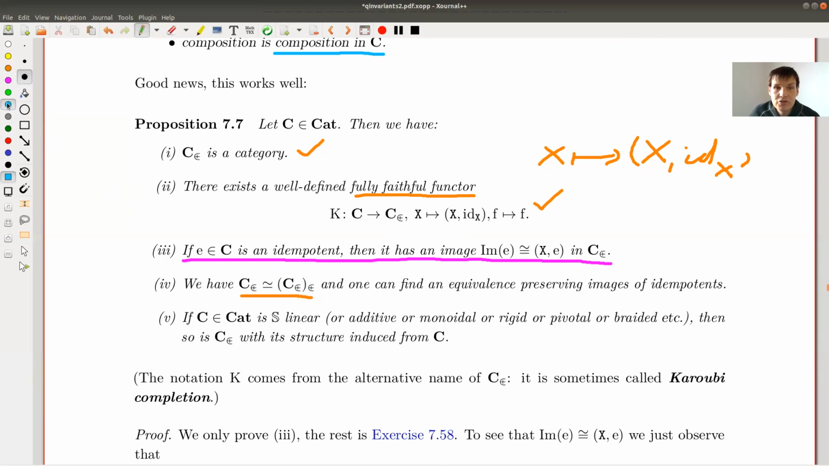And the last one is crucial. It looks very innocent, but remember, it was not true, or not so easy, for abelian things. But here it's good. If your category is already linear, or additive, then the idempotent completion has the same structure for linear, for additive, for monoidal, for rigid, pivotal, for braided, for everything. So it preserves structure, and that's good, right?